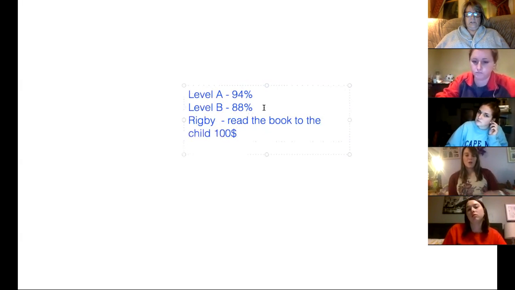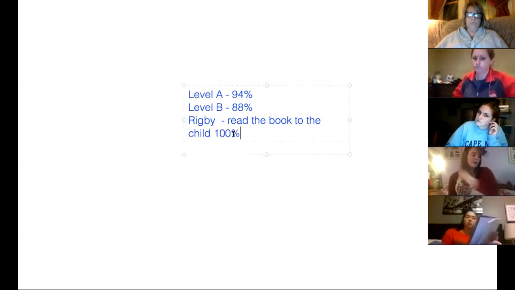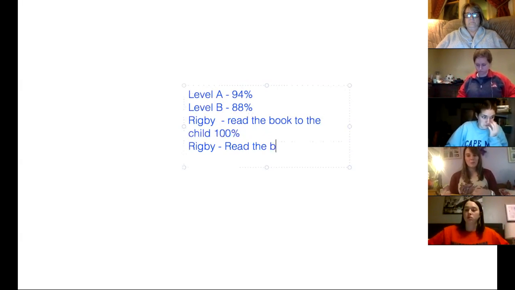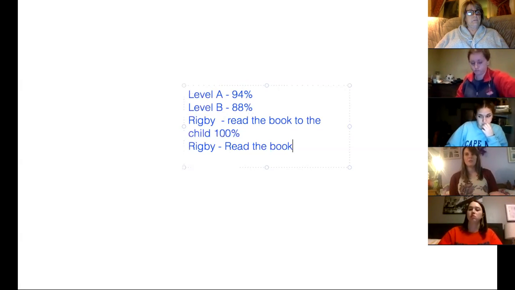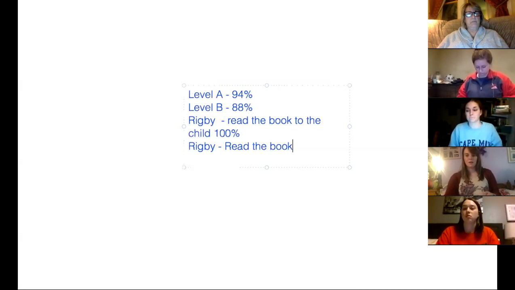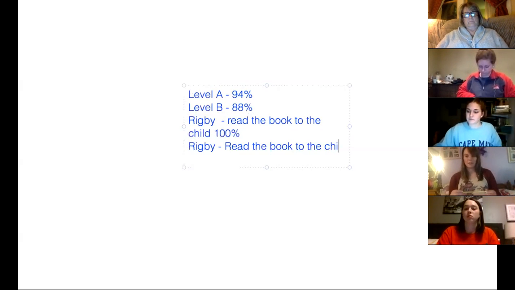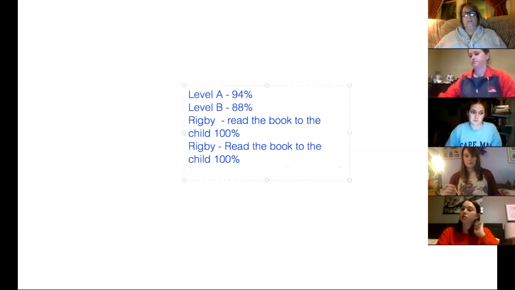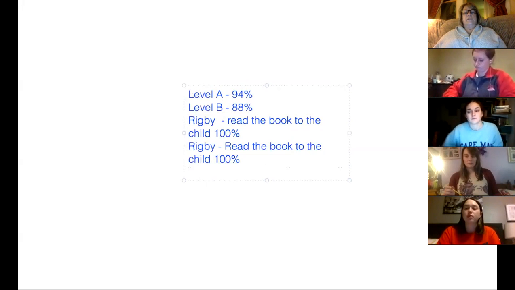Correct. So 100%. I need a second hard, but I only have B, so should I have her read the second level B, or should I have you send me a level C? I would have her read the second level B. Remember which B you had her read that she got 88%? Yeah, she read the nonfiction one. Okay. So yeah, I would have her.